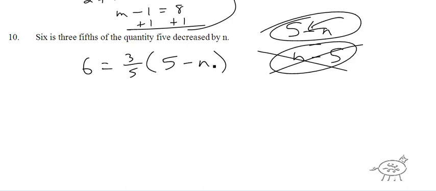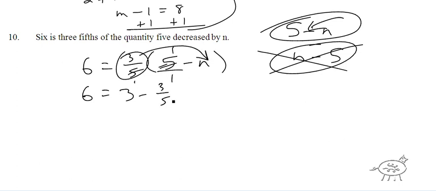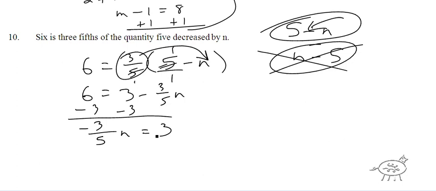And let's distribute that. So 6 equals, well, we're multiplying 3/5 times 5 over 1. So that's going to give us 3. And then I'm just going to multiply that 3/5 times negative n, minus 3/5 n. Okay, and solve it. So subtract 3 from both sides. So I'm going to rewrite it here, put the n on the one side. So negative 3/5 n is equal to 3.